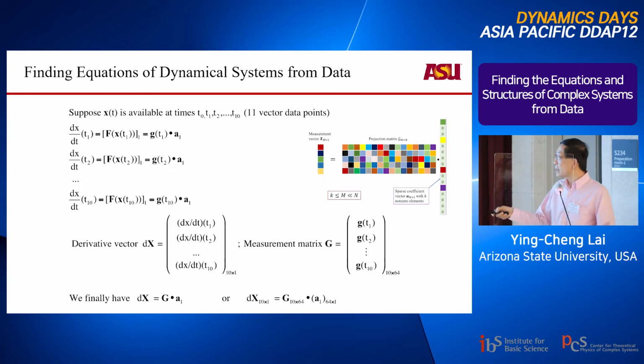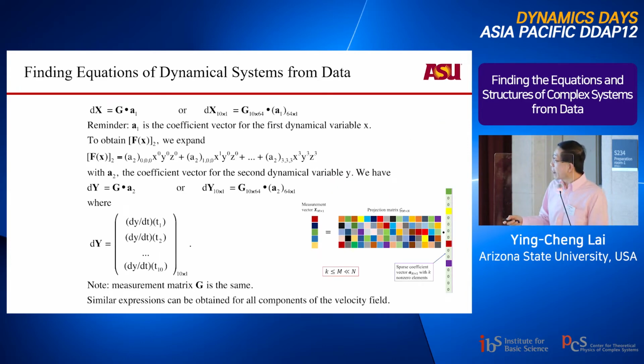And then we get 10 equations like this. The derivative vector is organized in this fashion. We need 2 points to estimate a derivative, so that's why there are 11 data points. And the measurement matrix, basically G, as you can see now, is a 10 by 64 matrix. So it has a structure like this, and then we have this equation. This equation is nothing but the compressive sensing formula, basically the setup of compressive sensing.